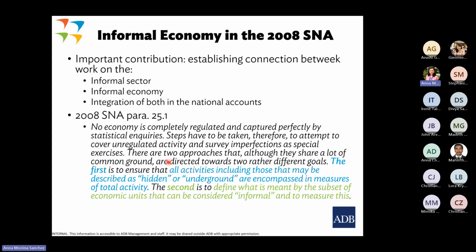It says that no economy is completely regulated and captured perfectly by statistical inquiries. Steps have to be taken, therefore, to attempt to cover unregulated activity and survey imperfections as special exercises. There are two approaches that, although they share a lot of common ground, are directed towards two rather different goals. The first, highlighted in blue, is to ensure that all activities, including those that may be described as hidden or underground, are encompassed in measures of total activity. And the second is to define what is meant by the subset of economic units that can be considered informal and to measure this. Okay?